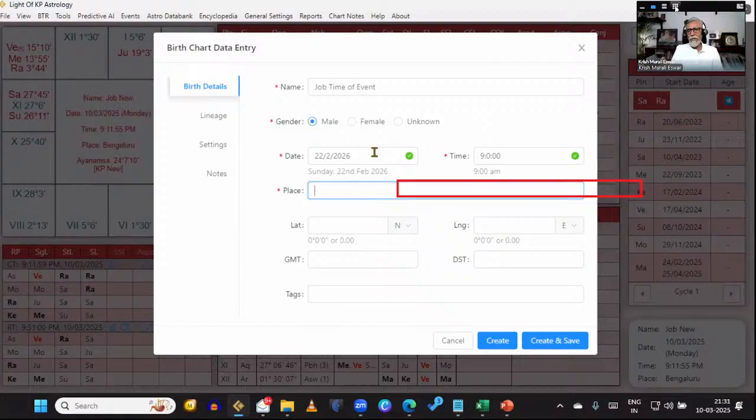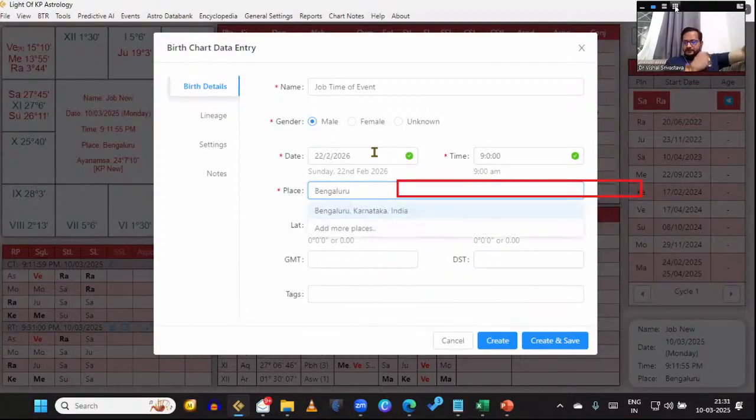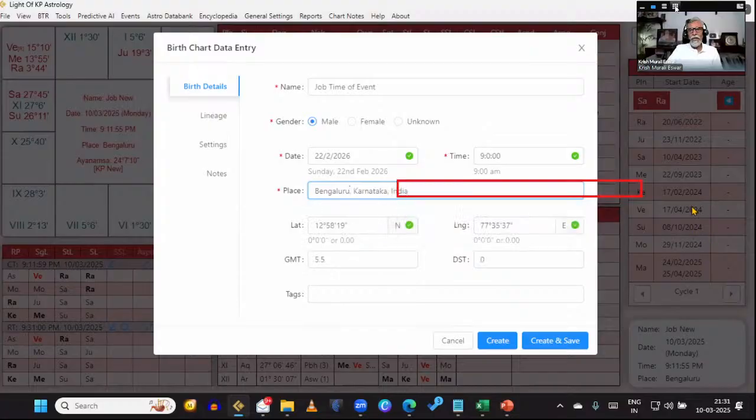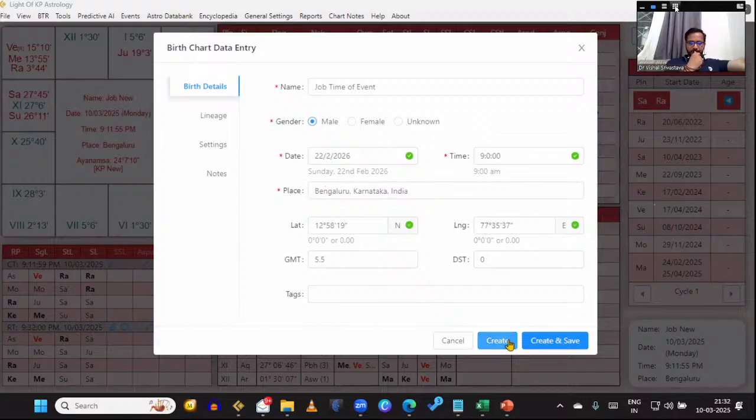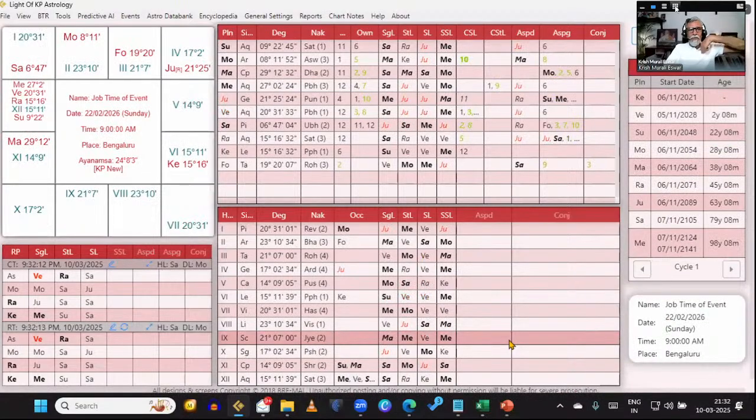And where are you, sir? Bangalore, sir. So I will take Bangalore city. Let us assume the event is going to take place in Bangalore city. This is the event location, not the astrologer's location. The event is going to take place where the event is going to take place, not where I am sitting. Okay. Got it?